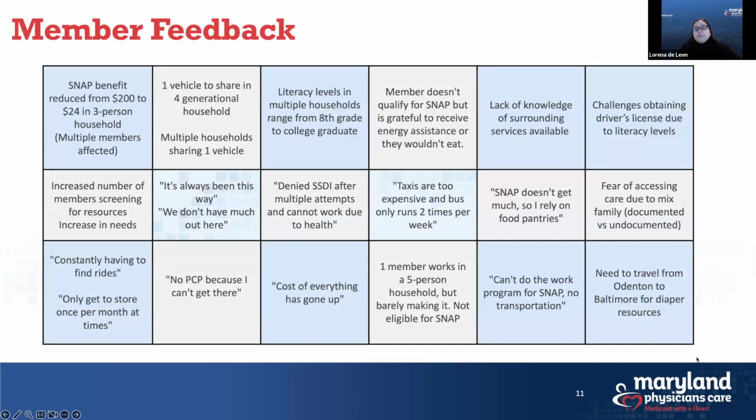So this is some of the member feedback that we've actually gotten through our community health workers. We've had families that have had their SNAP benefits significantly reduced. We're finding out a lot of information about whether or not people have reliable transportation, and in many cases, they have multiple households living under one roof and sharing one vehicle. We're learning a lot about literacy levels. I have one specific example.